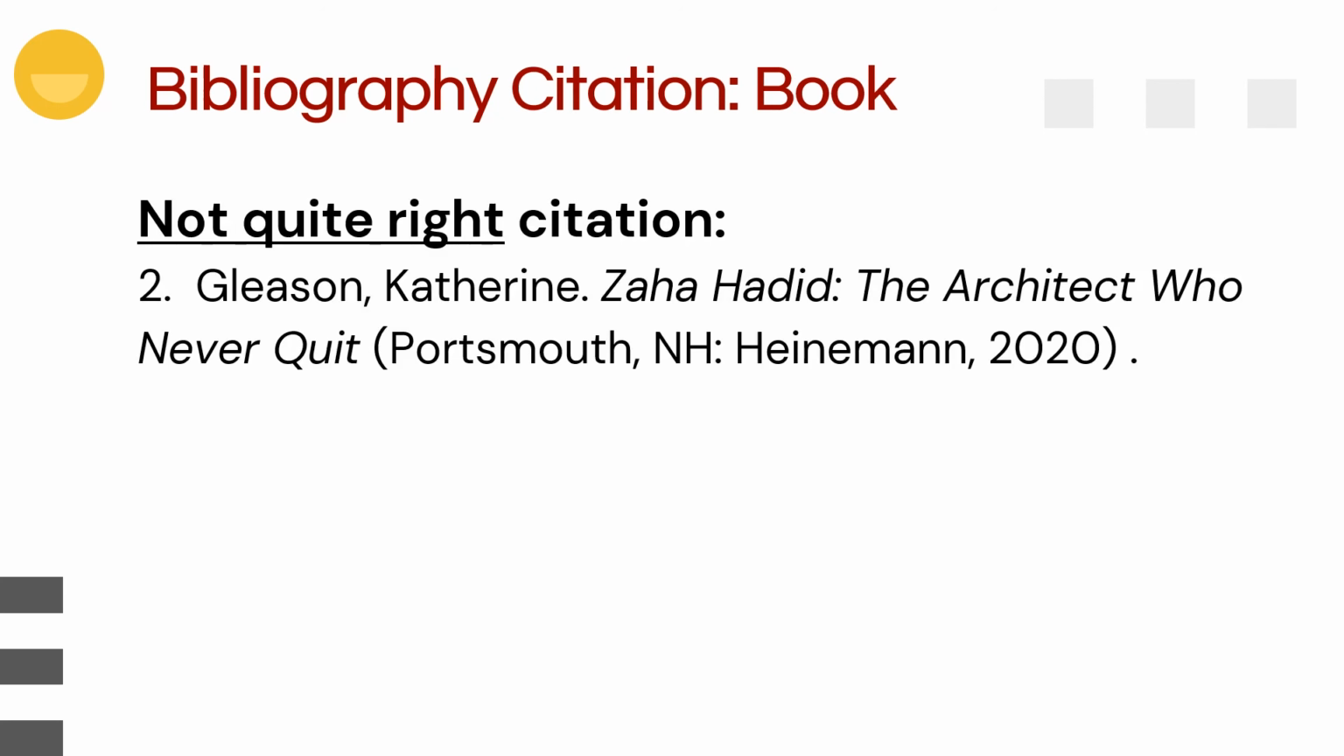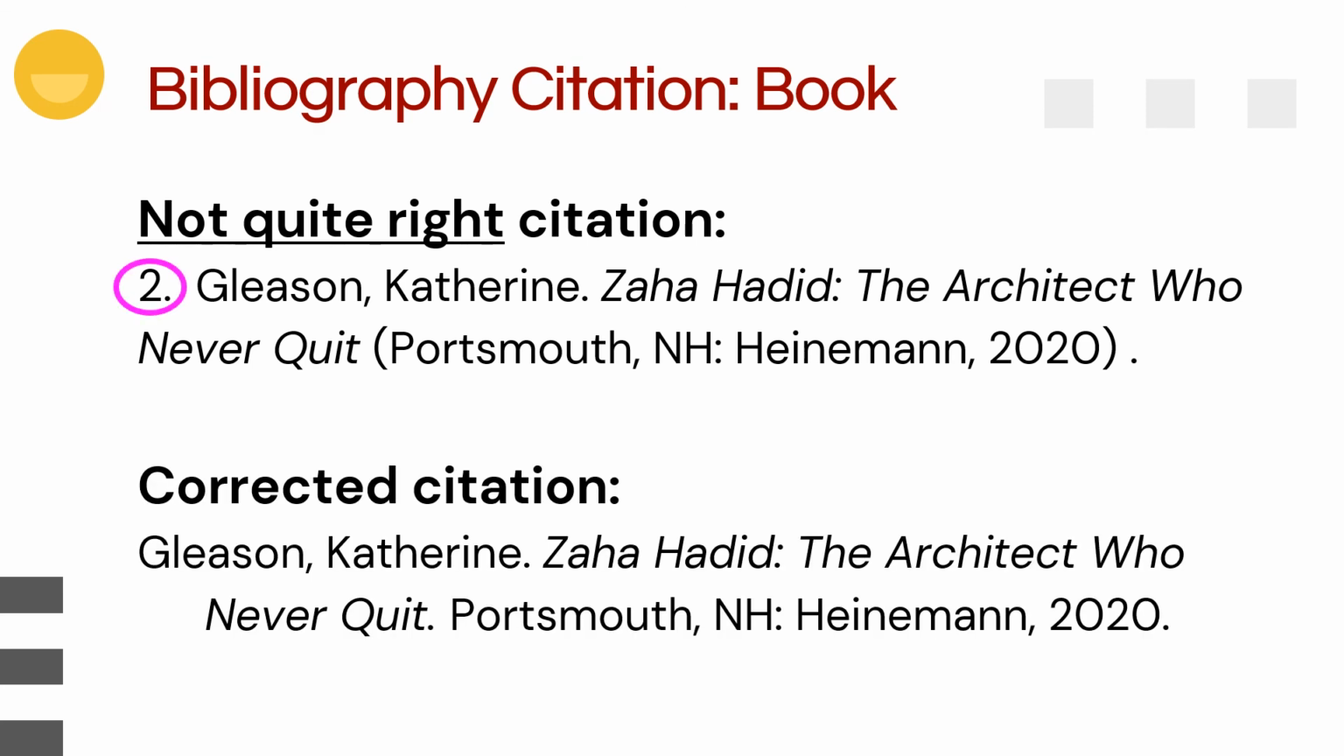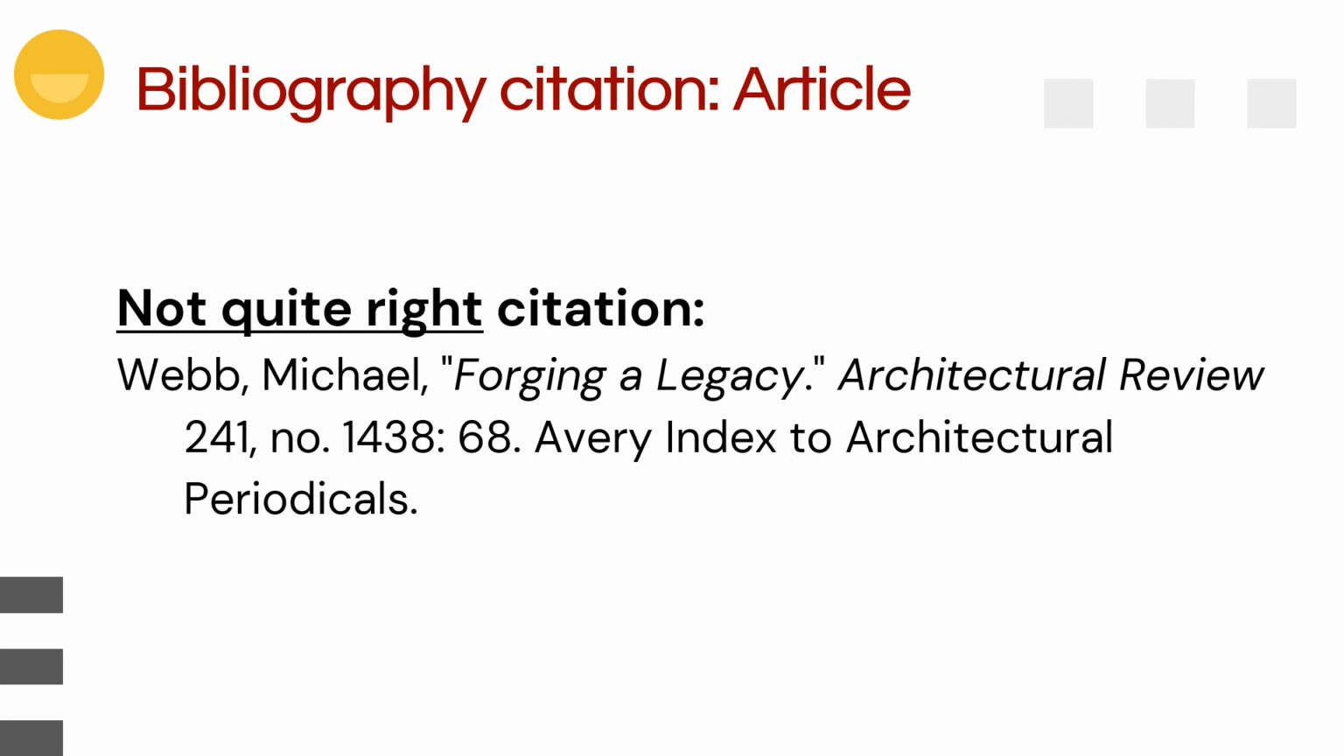Let's go through the errors in the not quite right citation. First, bibliographic citations are not numbered. They are in alphabetical order by the author's last name. In the bibliography, there are no parentheses in citations for books. Lastly, if the bibliographic citation continues onto the second line, it should be indented. This is called hanging. Here is an example of an incorrect bibliographic citation for a journal article.